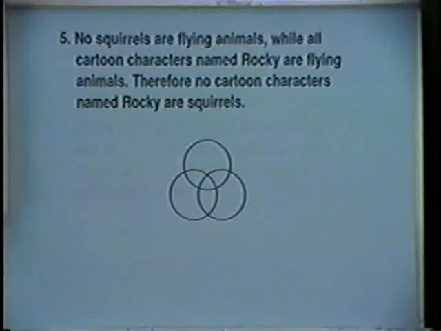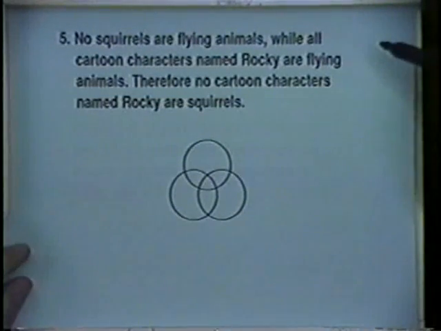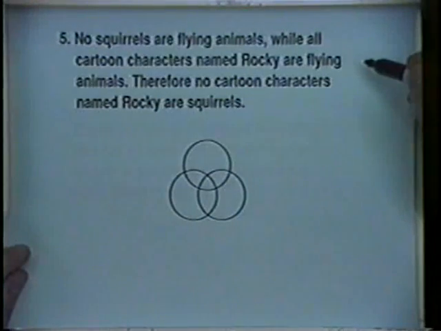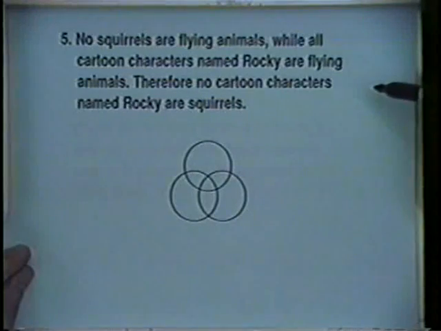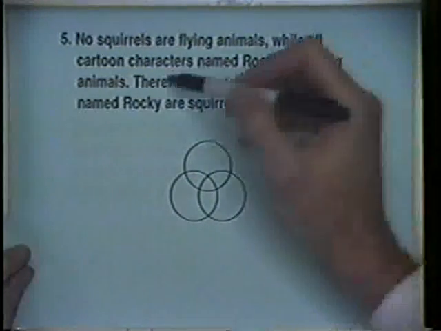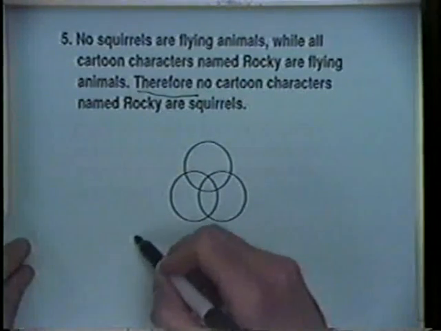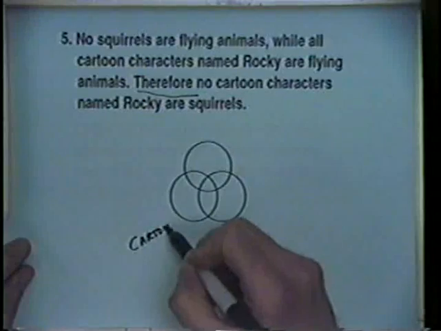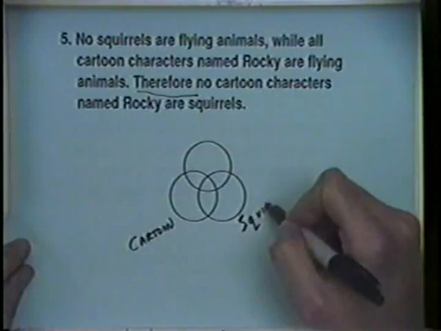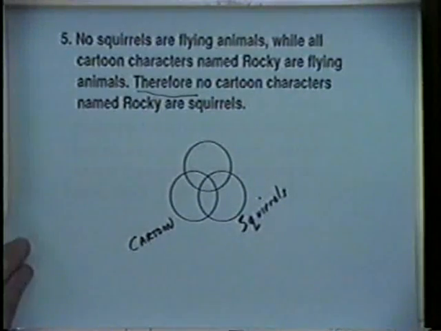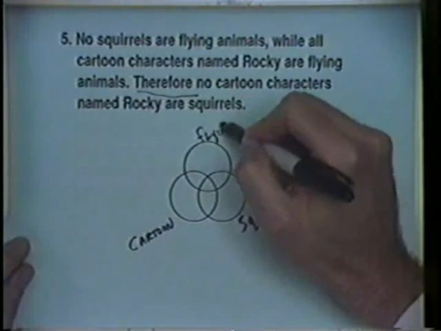Okay, let's do one more. Number 5, no squirrels are flying animals, while all cartoon characters named Rocky are flying animals. Therefore, no cartoon characters named Rocky are squirrels. Therefore, a conclusion indicator. And so, cartoon characters is the minor term. Squirrels, the major term. Flying animals, then, must be the middle term.